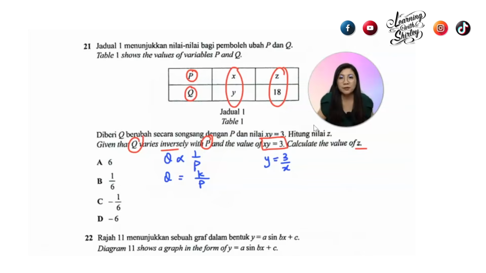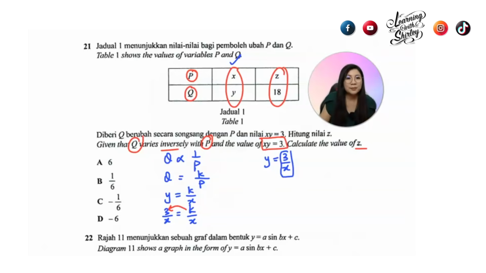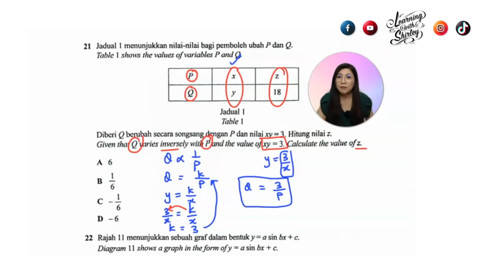Now we look at the first group, X and Y. So P is X, Q is Y. I'm going to substitute into here. Y equals K over X, and our Y is 3 over X, right? So 3 over X equals K over X. Then you see here, we can compare the denominator, both X, which means K is equal to 3. So we got K equals 3, and we can substitute back into step 2. We will get a general equation, which is Q equals 3 over P.